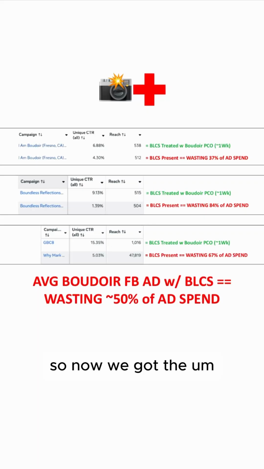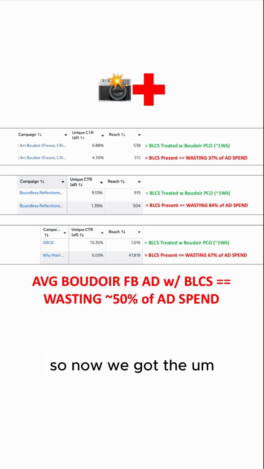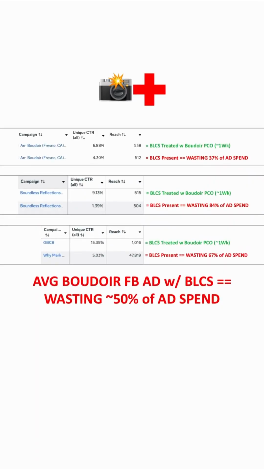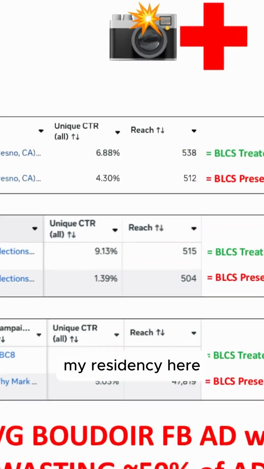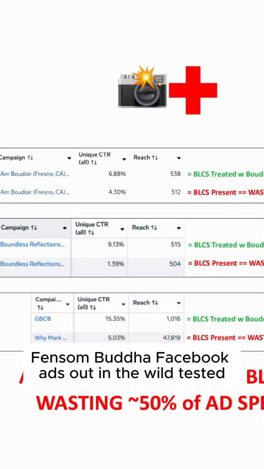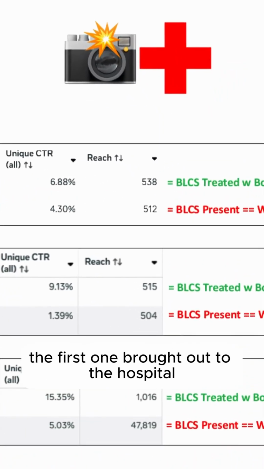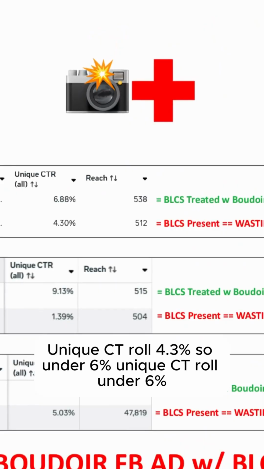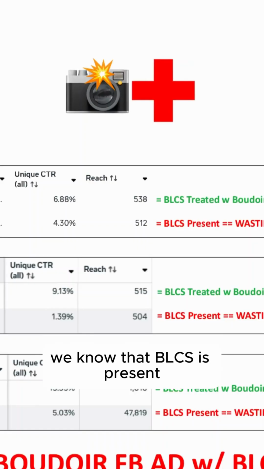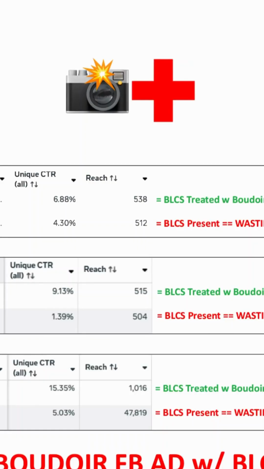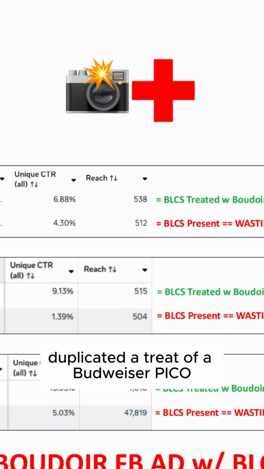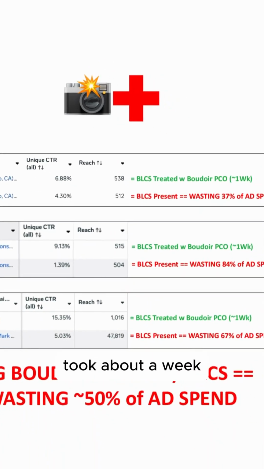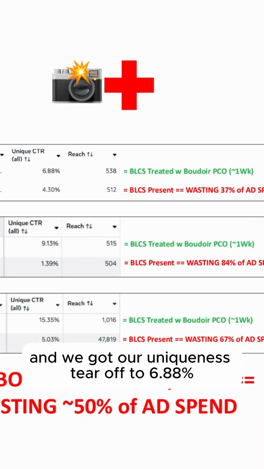So now, my residency here. Found some Boudoir Facebook ads out in the wild. Tested the first one, brought it to the hospital. Unique CTR 4.3%, so under 6%. We know that BLCS is present. Now we duplicated it, treated with Boudoir Pico. Took about a week, and we got our unique CTR up to 6.88%.